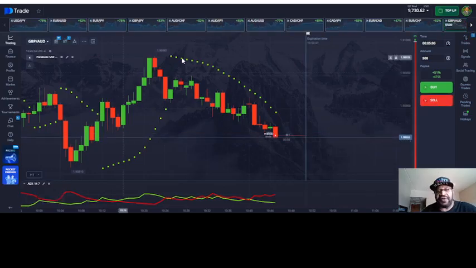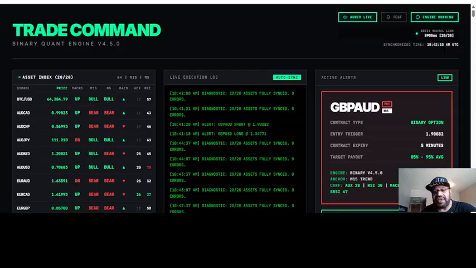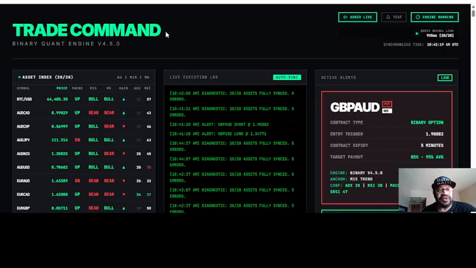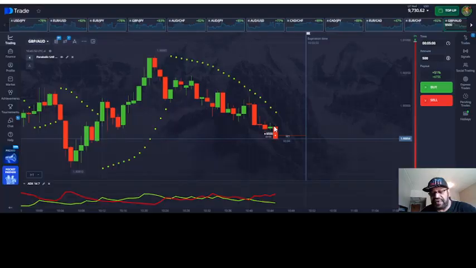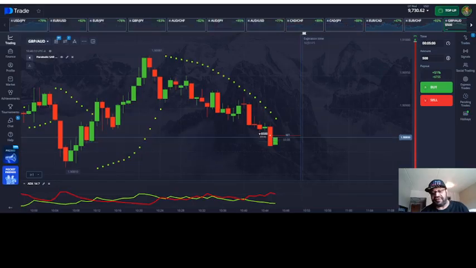Select the asset first, Great British Pound Aussie dollar. Make sure the trade timer is set to the correct time frame, 5 minutes, because the signal just generated the Great British Pound Aussie dollar 5 minutes short. So I'm going to pause the video till about 30 seconds left in this 5-minute trade. Come back and we're going to check the results of this trade.